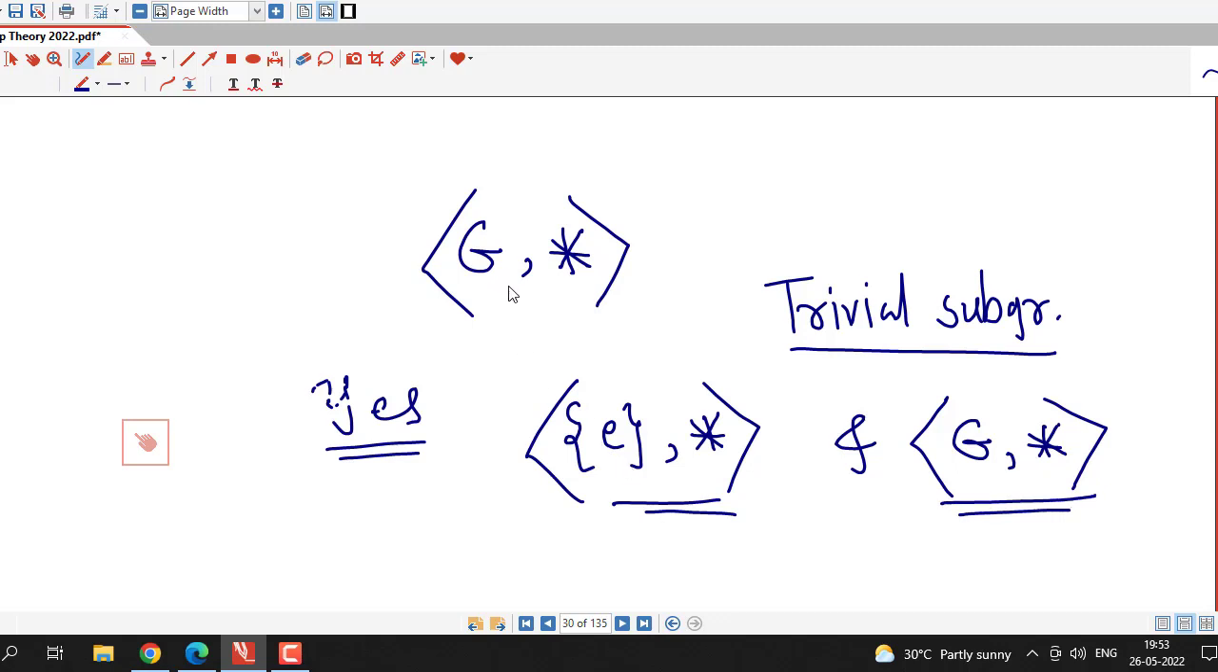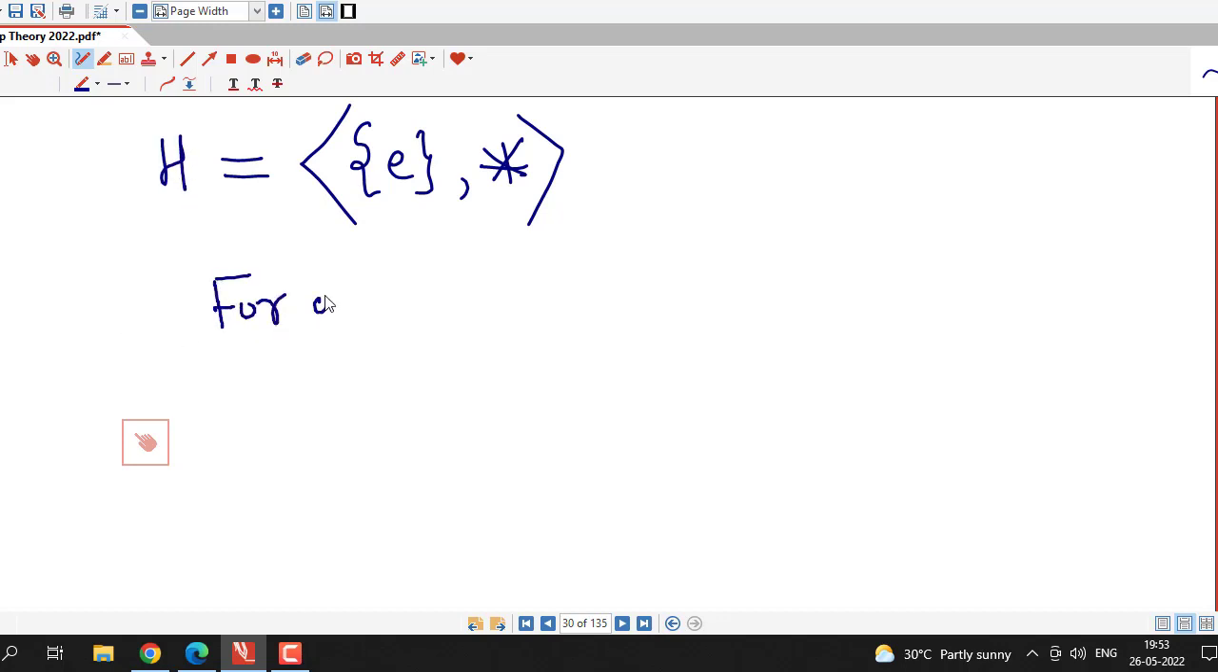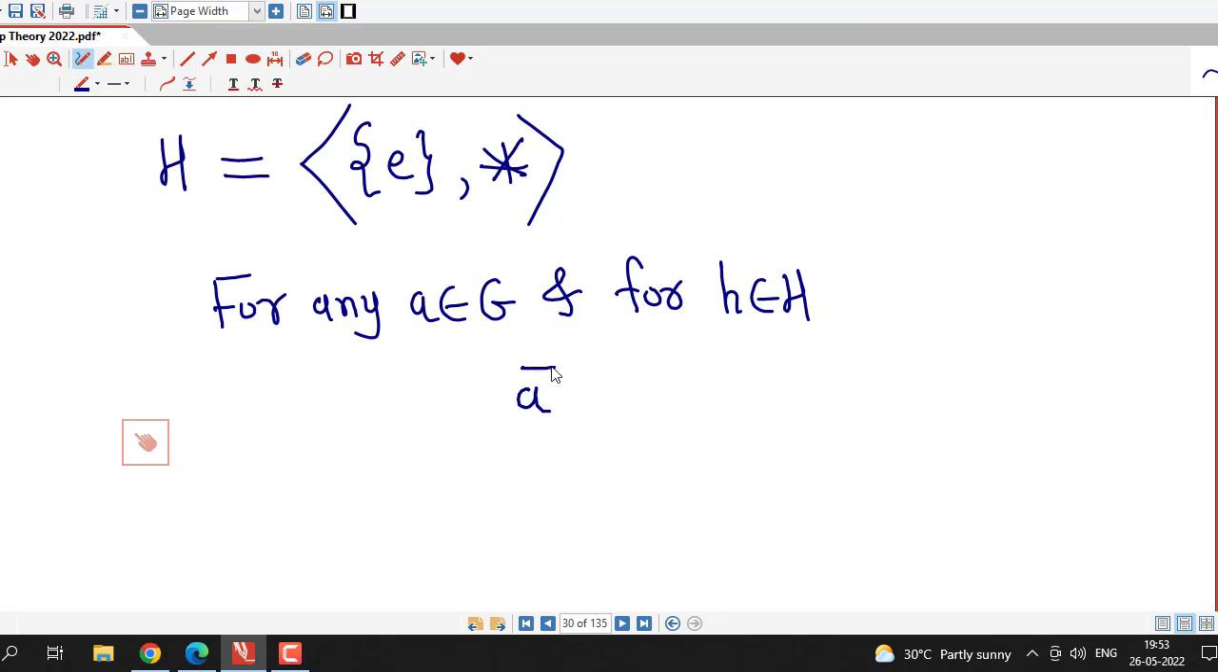Here E is the identity element of G, and these two will always be normal subgroups because this condition will be satisfied, A inverse HA belongs to H. For example, if we consider the subgroup containing the identity element of G, and we want to check whether this is a normal subgroup or not, then we have to check that for any element A of group G and for any element H in capital H, A inverse HA is an element of capital H. Now here capital H is the set having only one element, the identity element. So I have to check for only one element.